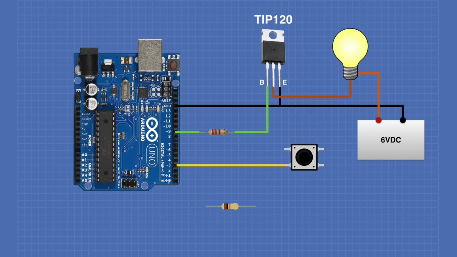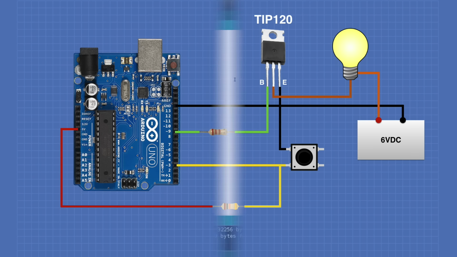Pin 3 of the Arduino is connected to one side of the push-button switch. That same side of the switch is also connected to the 10K resistor, whose other side is connected to 5 volts. The 10K resistor is a pull-up resistor. Finally, the other side of the switch is connected to ground. And this completes our wiring.